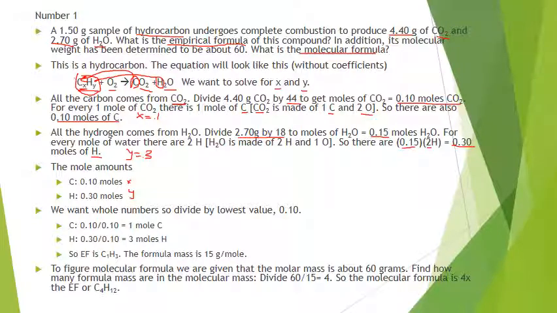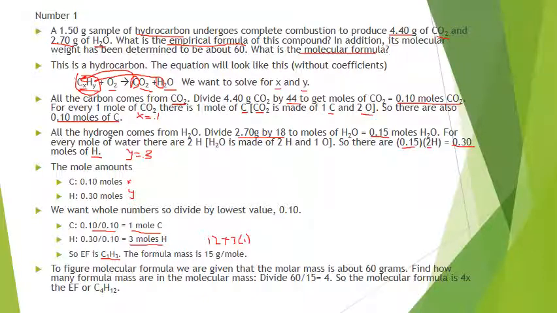Now what we need is a whole number ratio, because X and Y are whole numbers. As I said in a previous video, you divide by the lowest value, 0.1. When you do that, you get 1 carbon and 3 hydrogens. So the empirical formula is C1H3, and the formula mass is 15 grams. That's 12 plus 3 times 1.